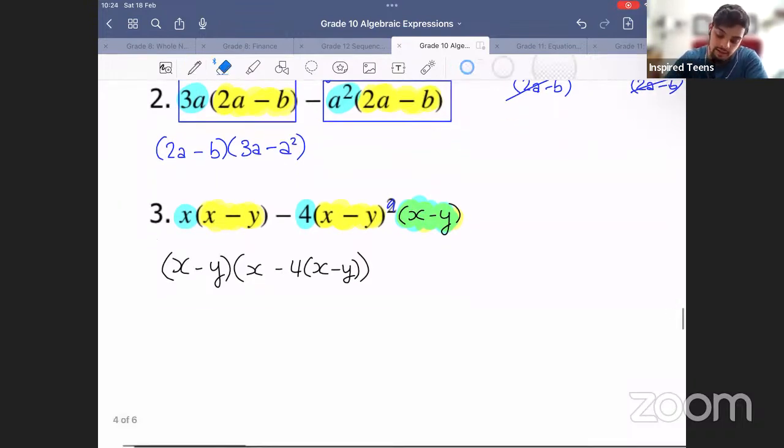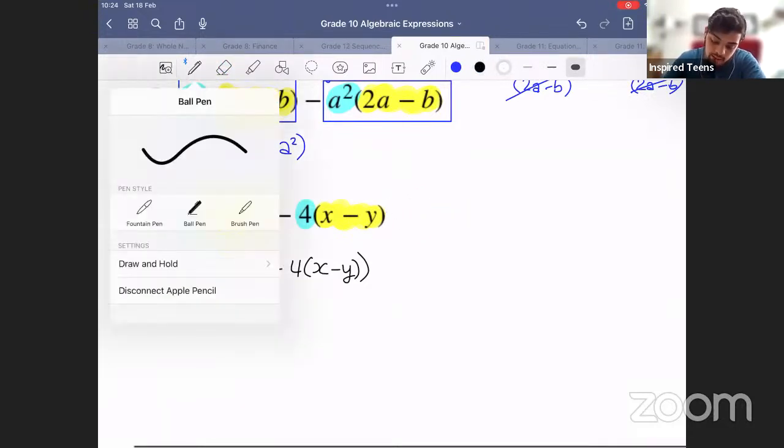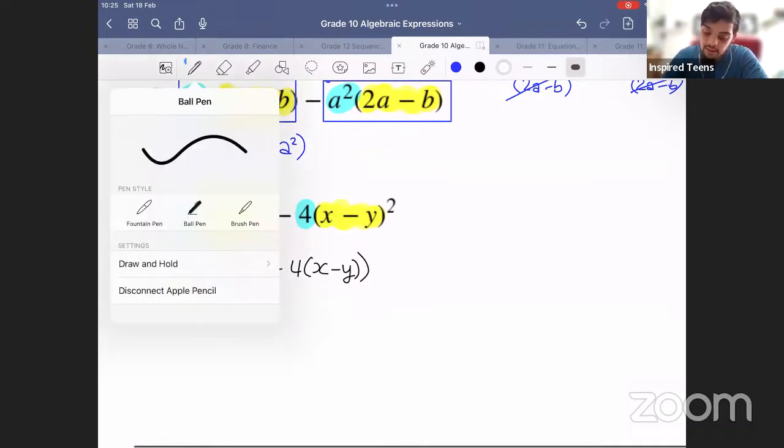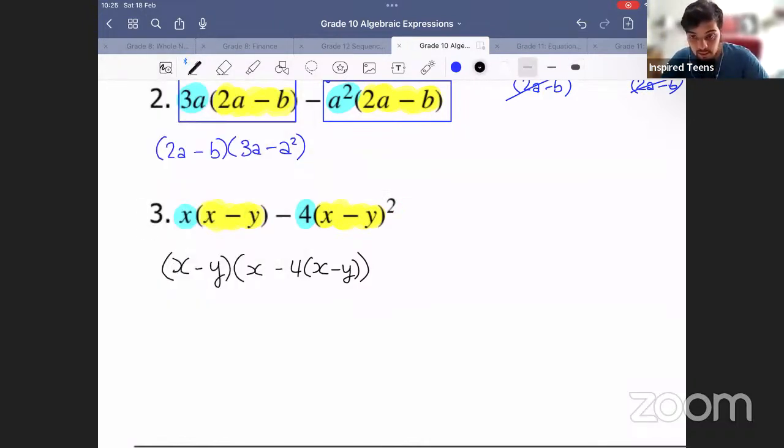Because, remember, it is x minus y squared. Okay, so since it's x minus y squared, we actually have 2 x minus y's. And in that case, we'd be left with x from the first term, after taking our common factor of x minus y. And from the second term, negative 4, as well as 1 of the x minus y's. Remember, it's technically still an exponent.